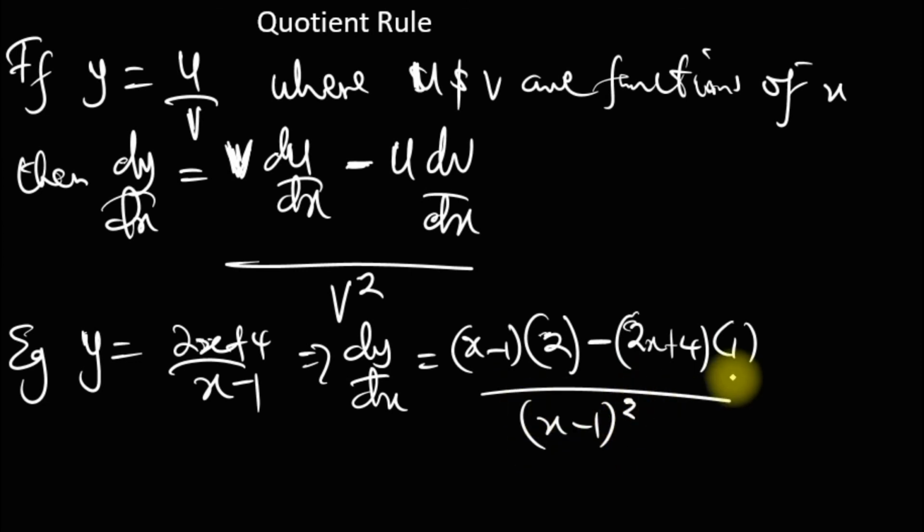That's it. So we have 2x minus 2x is 0, because this is 1 times this, it's the same. I'm solving directly. 2x minus 2x is 0, minus 2 minus 4 is minus 6, so minus 6 over x minus 1 squared.